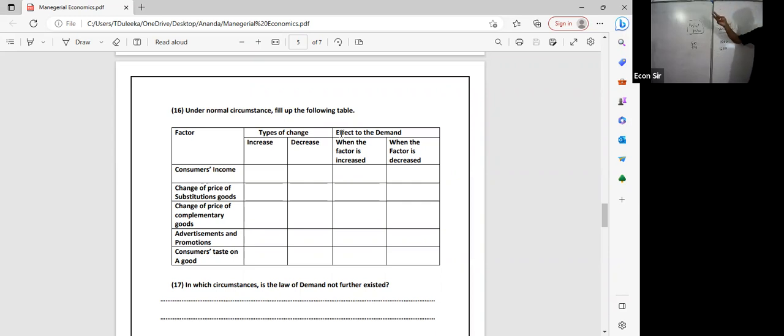Earlier it was between substitution goods. What is the relationship? Positive relationship. But here, negative relationship. Earlier, when the price of substitution goods went up, the other considered good also went up. But here, when the petrol price comes down, demand for vehicles will be increased, because these two products are complementary goods.